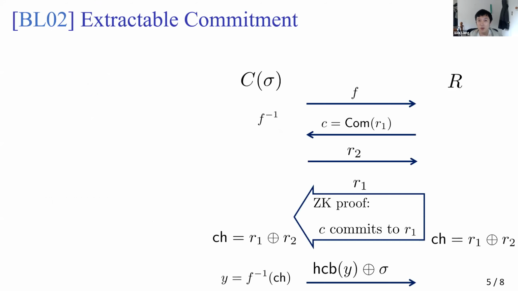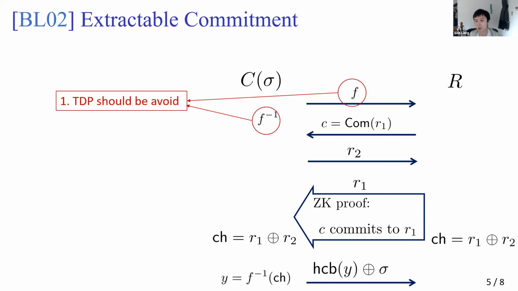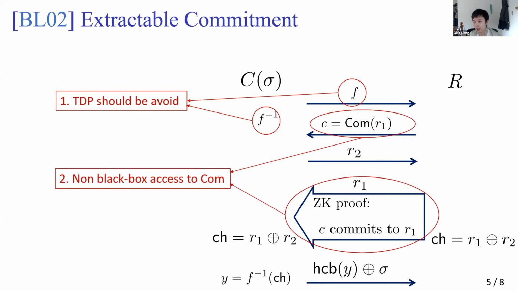So our starting point is the Barak-Lindell extractable commitment. I list the whole protocol here, but you don't need to read everything. You just need to focus on 2 points. First, this commitment uses a trapdoor commitment. This is something we want to remove. Second, if you look at the 3rd round and the 4th round, it's essentially a commit and proof from the receiver side. It makes non-black box use of the underlying commitment. We want to fix this also.